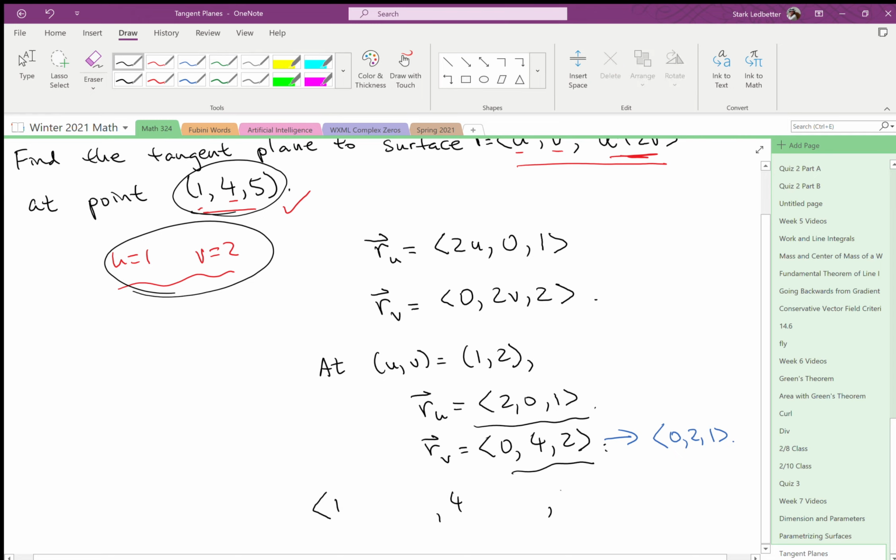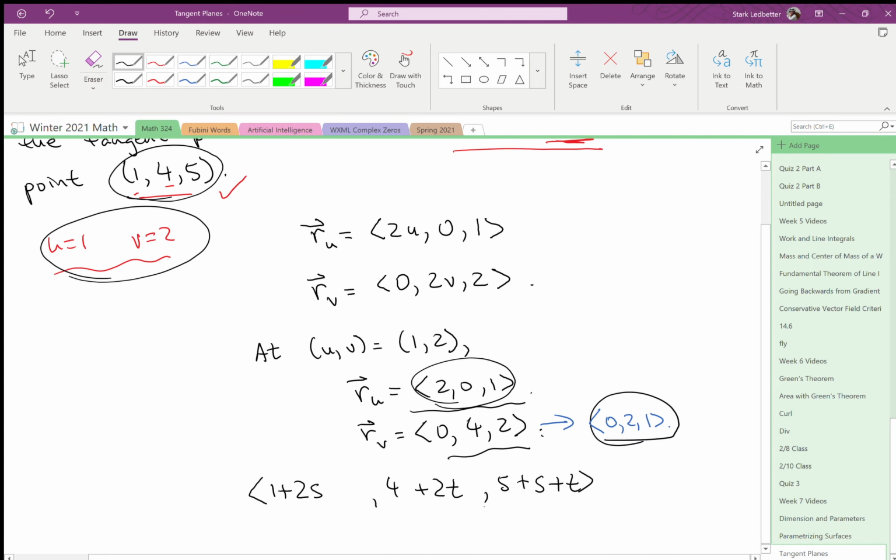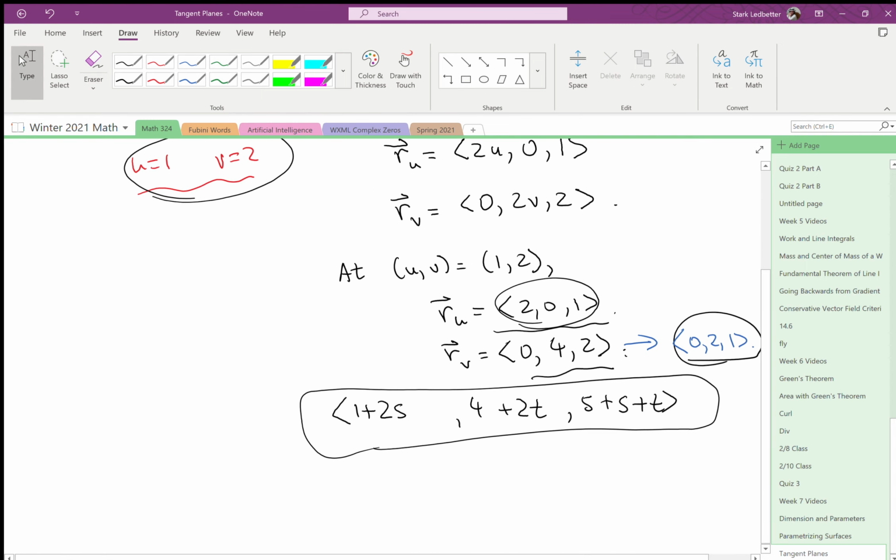So I could start at (1, 4, 5), add a scalar multiple of 2, 0, 1, so plus 2s, 0s, 1s. Let's use new variables s and t, and then over here we have plus 0t, plus 2t, plus 1t. I'm going to use this other vector here. Okay, so that is an answer to the question. They didn't tell us what format to do it in. We found the tangent plane.